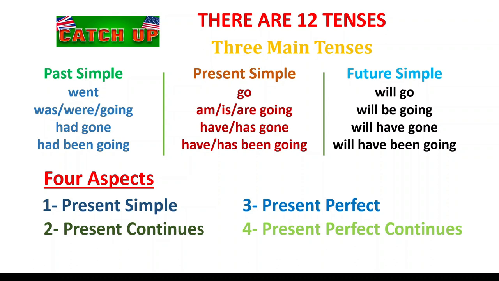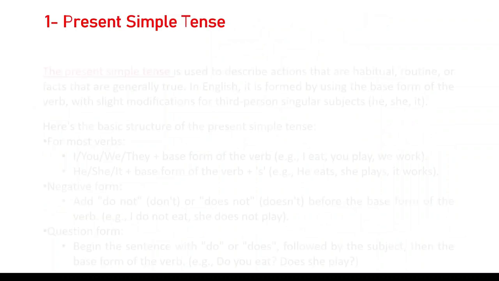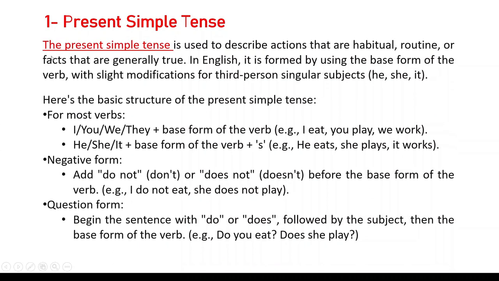So now we jump to the present simple first. 1. Present simple tense. The present simple tense is used to describe an action that is habitual, routine, or facts that are generally true. In English, it is formed by using the base form of the verb with slight modifications for third person singular subject: he, she, it.